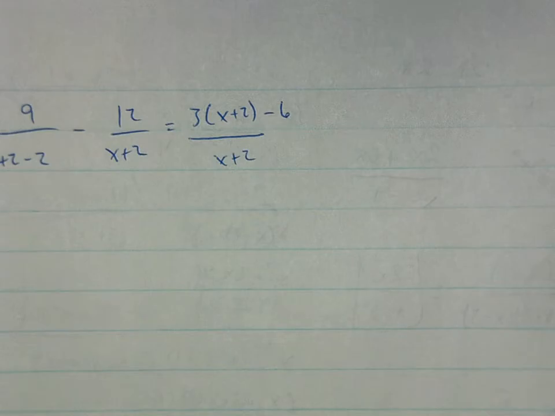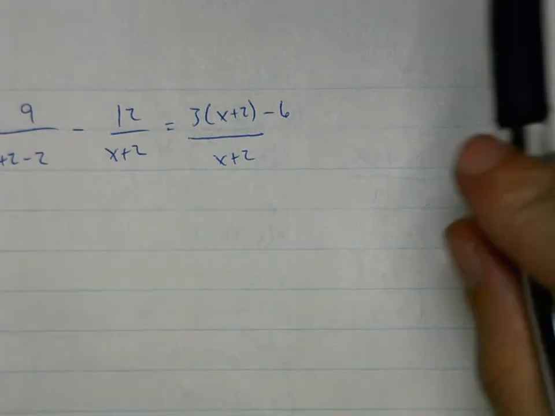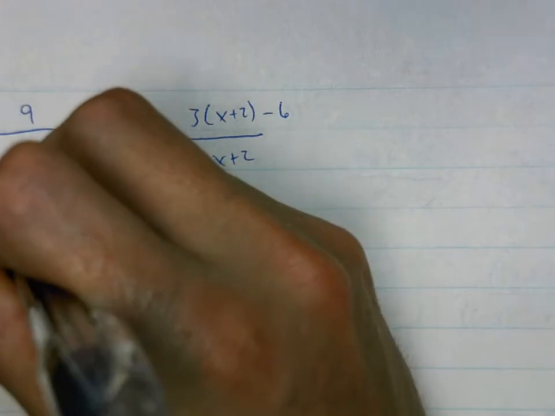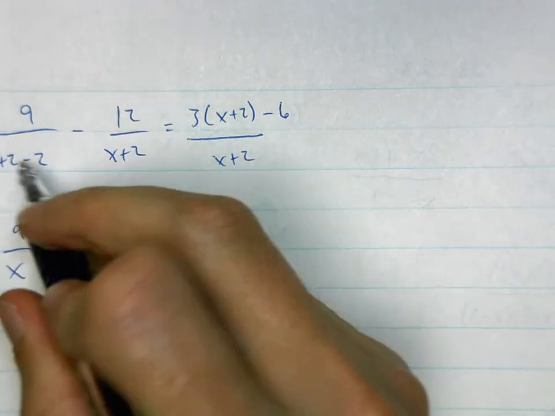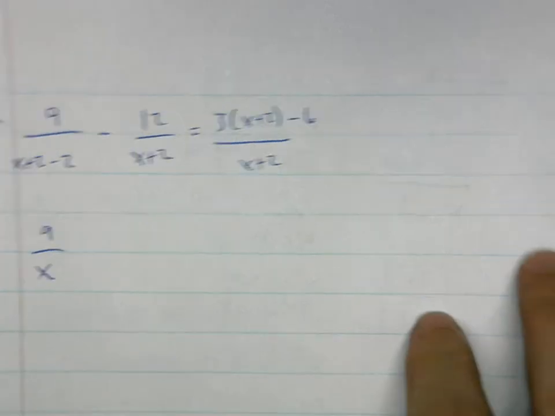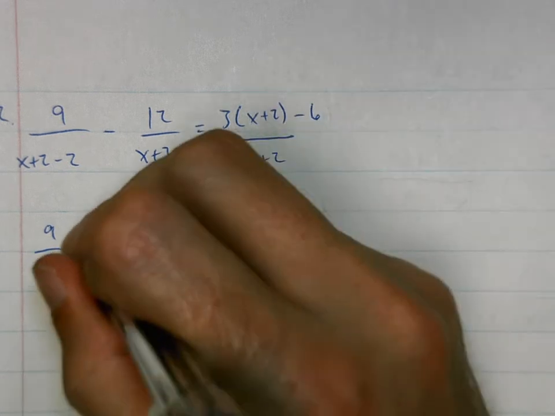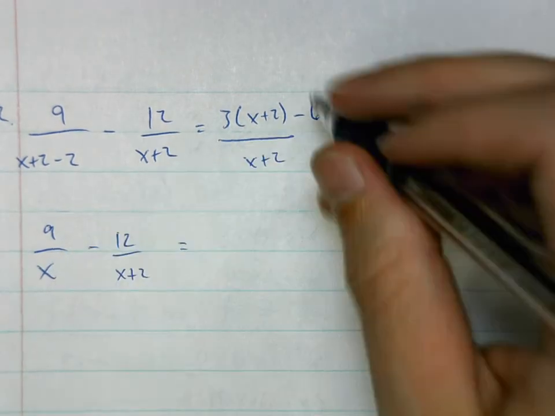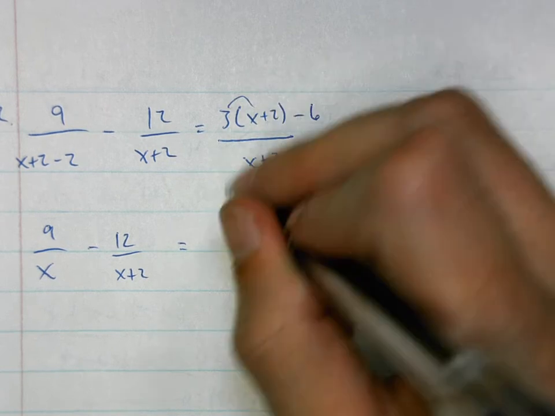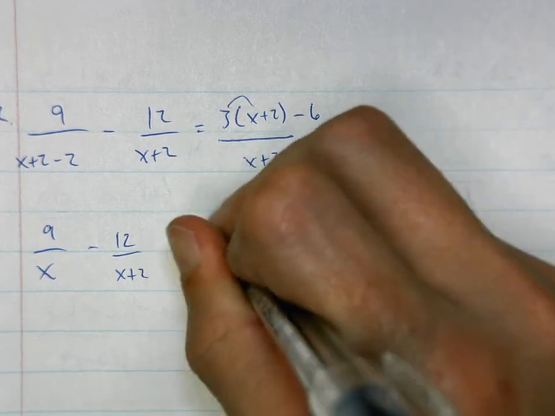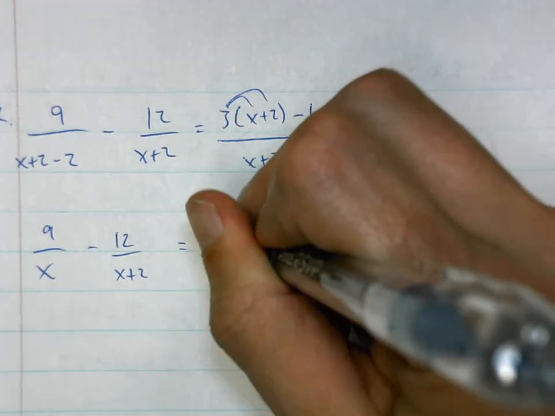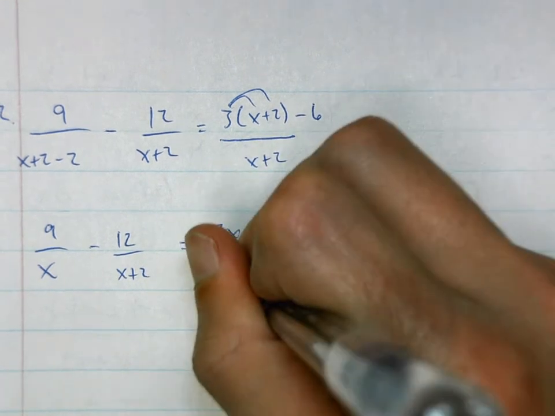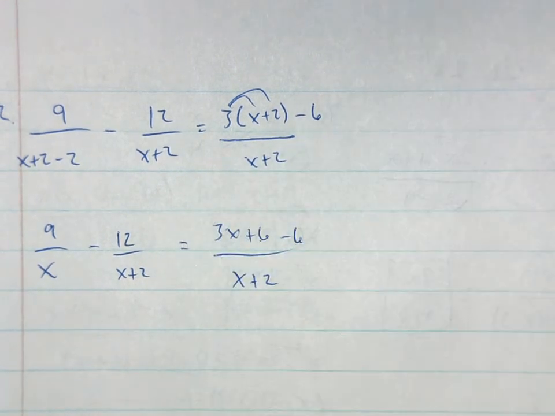Alright, so let's simplify some stuff. This becomes 9 over x, because 2 minus 2 is 0. Minus 12 over x plus 2 equals 3 times x is 3x. 3 times 2 is 6 minus 6. But 6 minus 6 is just 0. Cancel those out.